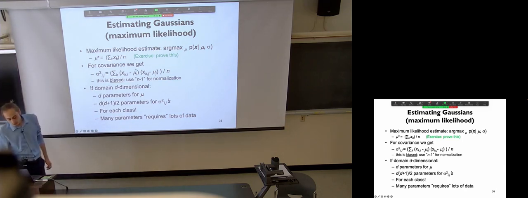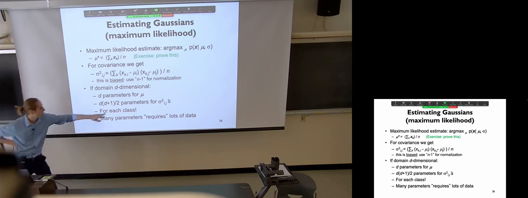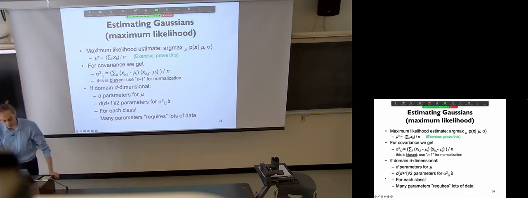The reason this happens is that the mean mu is estimated from a sample mean, so somehow we lose one degree of freedom. To get this to be unbiased, we have to divide by n minus 1 here. If the domain is d-dimensional, we have d parameters for mu, and we have d times d minus 1 over 2 parameters for the covariances. This is the case for each dimension, rather than classes, I should say.